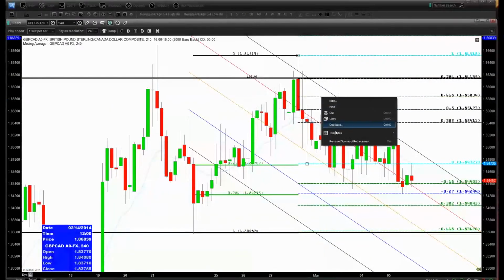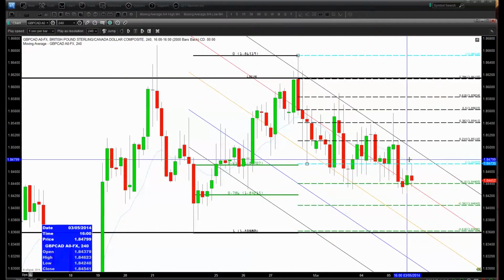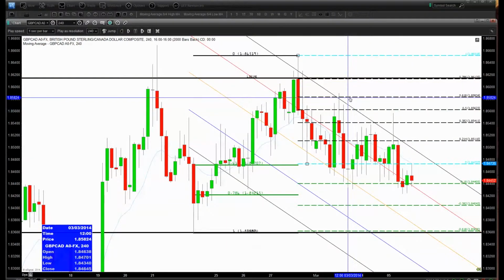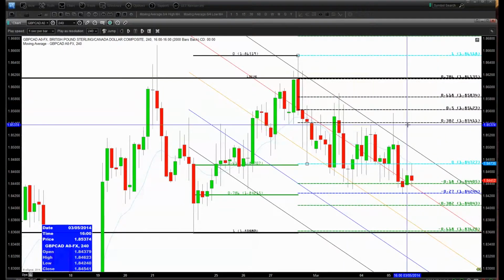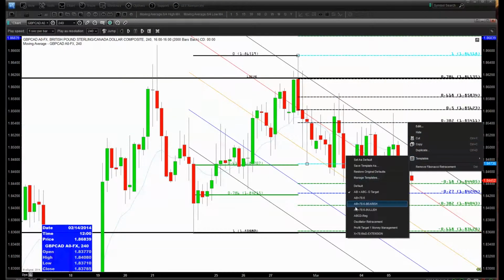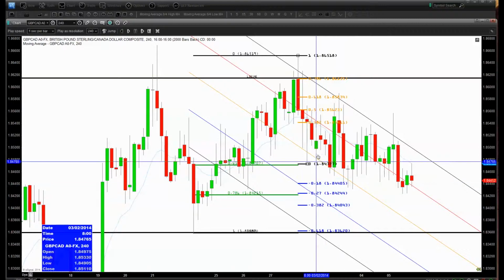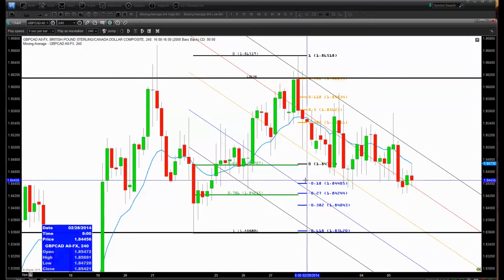Let me change this template to default. Oh no, I don't like the way that one looks. Hold on, guys. Target, the same. Let me see. Regular. That's better. There you go. Okay, good.